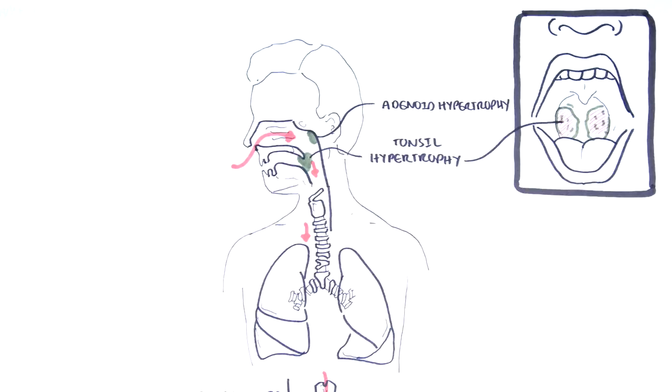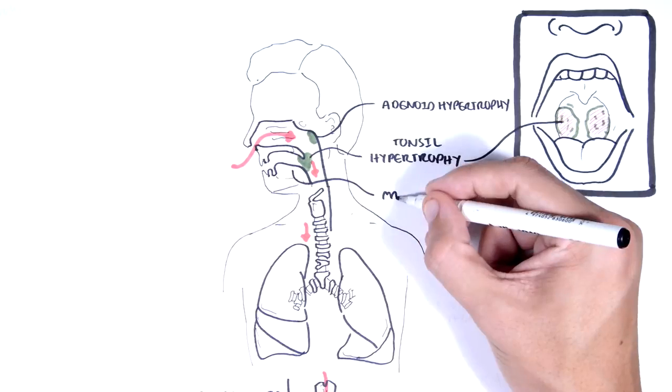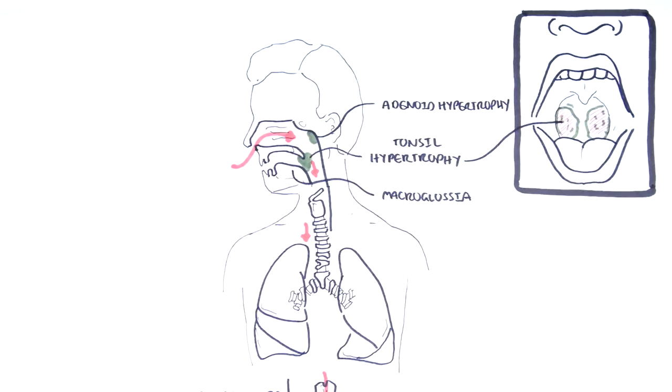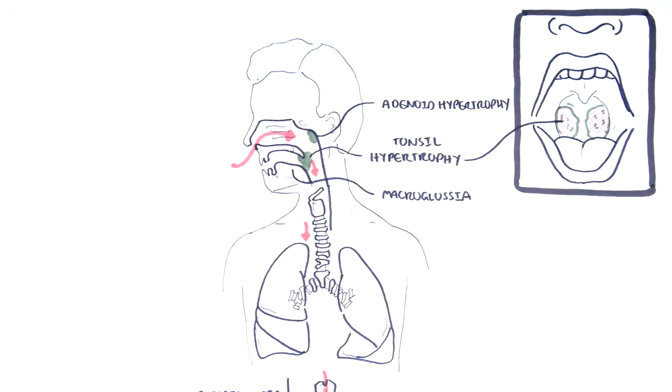Macroglossia, which means an enlarged tongue, causes partial or complete obstruction of the airway, depending on the cause. Causes of macroglossia to remember or consider include allergic reactions causing angioedema, amyloidosis, Ludwig's angina, and many congenital causes of macroglossia.